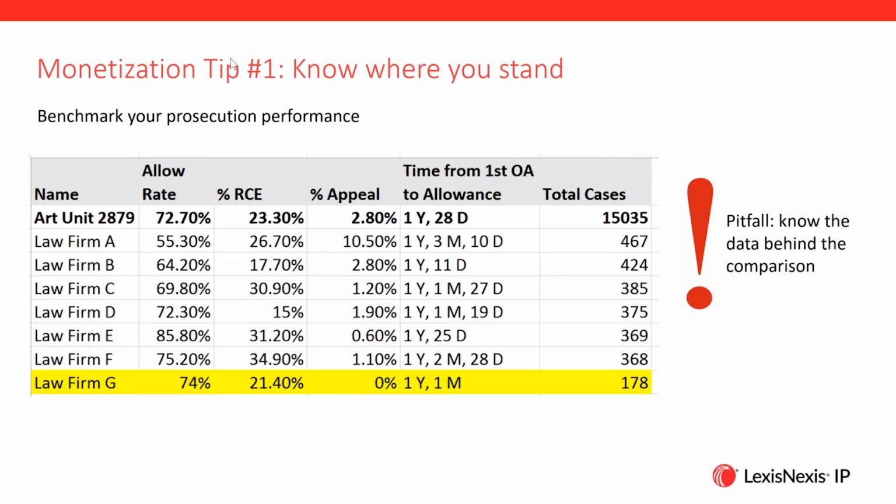If you, for example, are law firm G, you would definitely want to know that you're doing better than average, and you're doing it without ever having to resort to the appeal process. If I'm law firm G, this is something that I want on the front page of my IP practice website. And if I'm a company hiring law firm G, I also want to know this because maybe I want to direct more cases to this law firm. Maybe I want to take some cases away from law firm B, who's got a pretty low allowance rate, a high percentage of RCEs, and they're still filing a fair number of appeals.